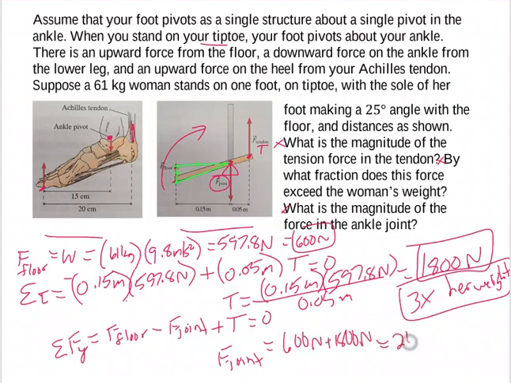Which is 2400 newtons. Now her actual body weight is only 600 newtons. The force in the ankle joint is 2400 newtons. That's 4 times her weight. That's crazy. And that's because she's up on her toes at a 25-degree angle with the floor.